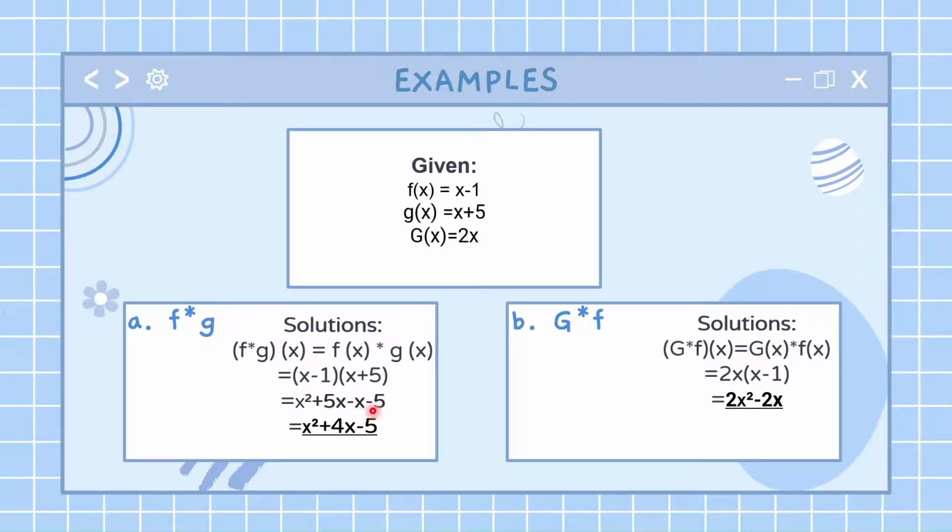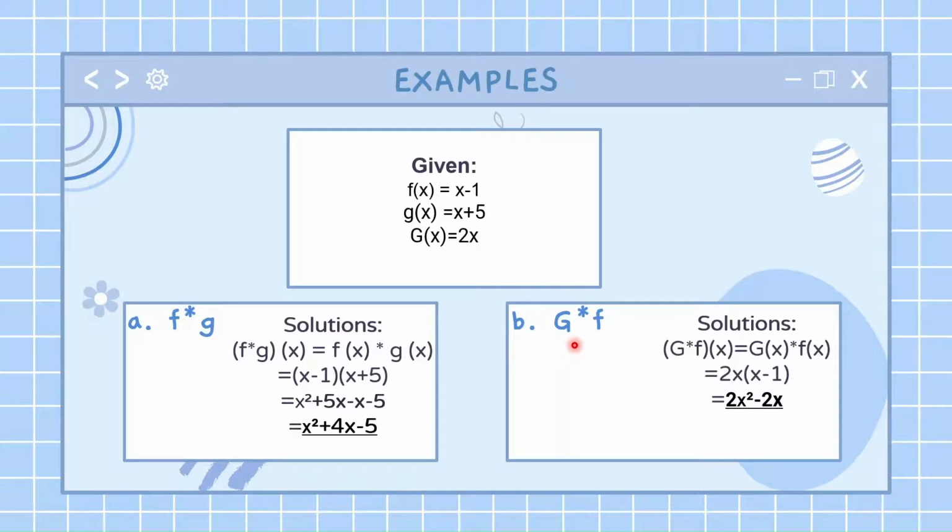And negative 5, is there anything that we need to change with this? No, so just copy it. So the final answer to x minus 1 times x plus 5 would be x squared plus 4x minus 5. That is your final answer. Now, example B, g times f.